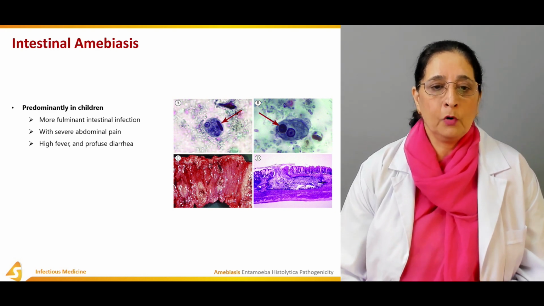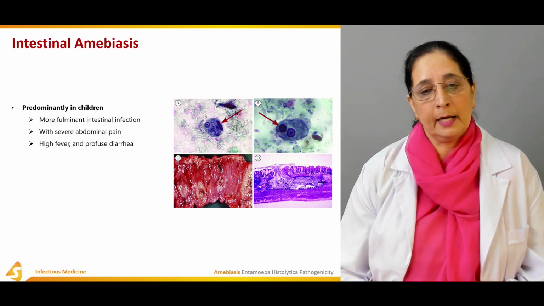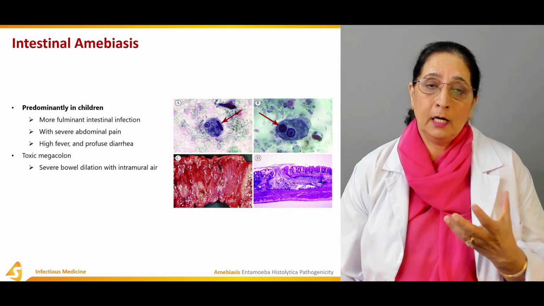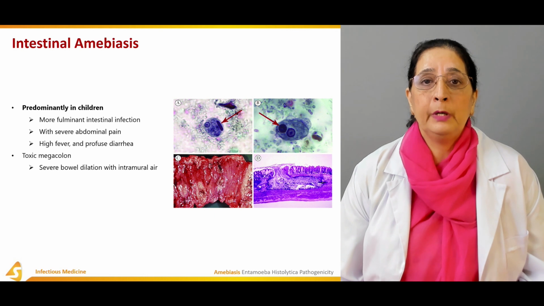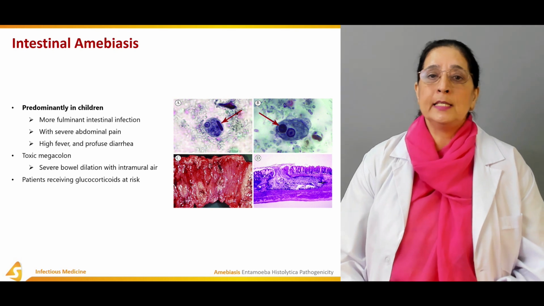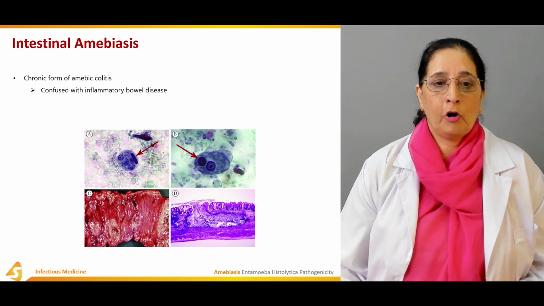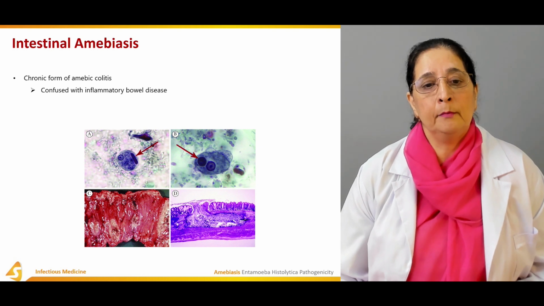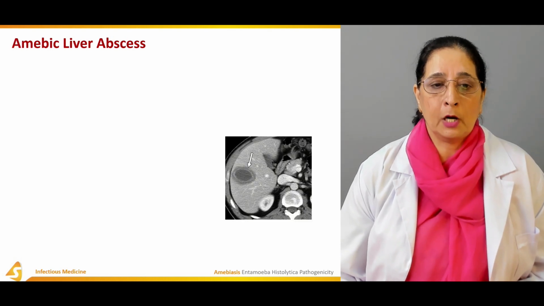Predominantly in children, there is a more fulminant intestinal infection with severe pain, fever, and diarrhea. Toxic megacolon, enlargement of the colon, occurs with severe dilatation and intramural air. Patients receiving glucocorticoids are at risk because their immune system is affected. The chronic form of amebic colitis can be confused with inflammatory bowel disease. A positive serologic test or biopsy confirms it.